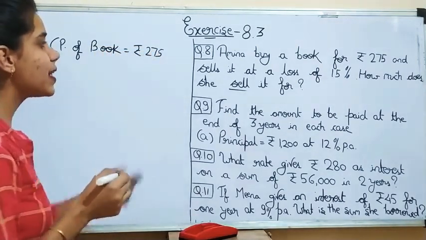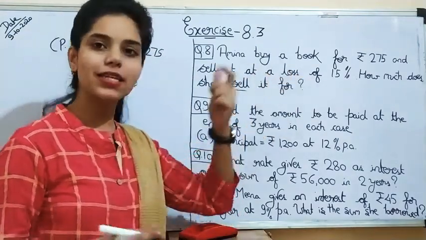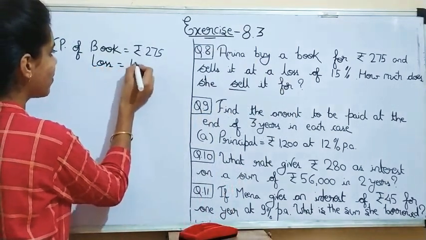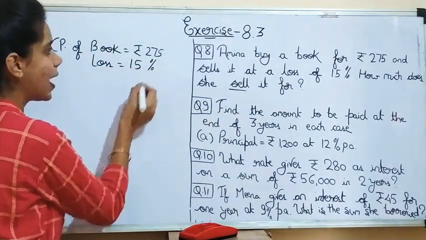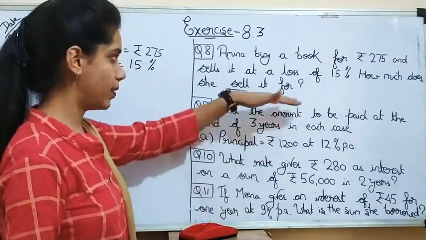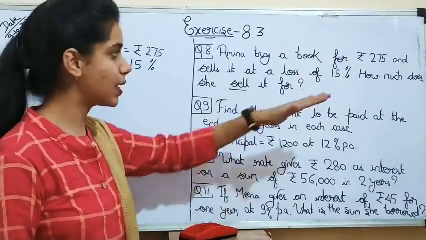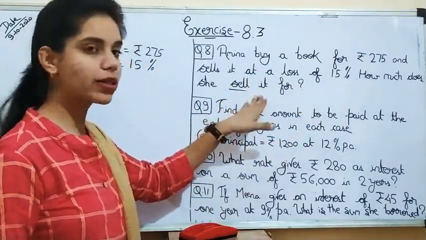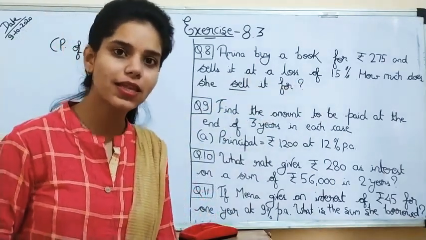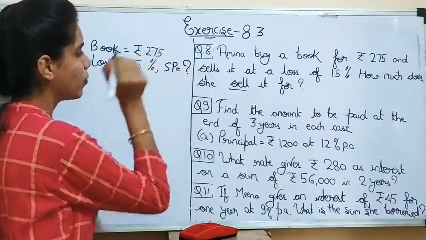And she sells it at a loss of 15%. The loss percent is given to us, which is 15%. And how much does she sell it for? This question does not tell us the selling price. We have to find out the selling price. The selling price is not given in the question, so we need to find it.